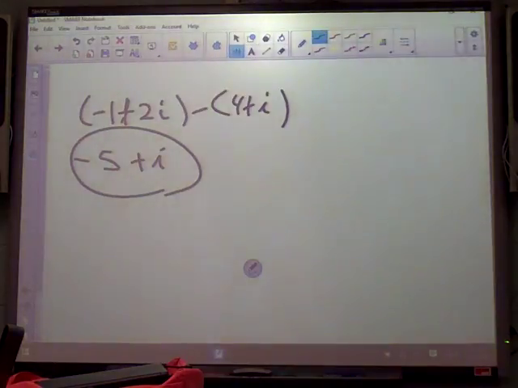Okay, we've added and subtracted. We all right? Let's look at multiply.